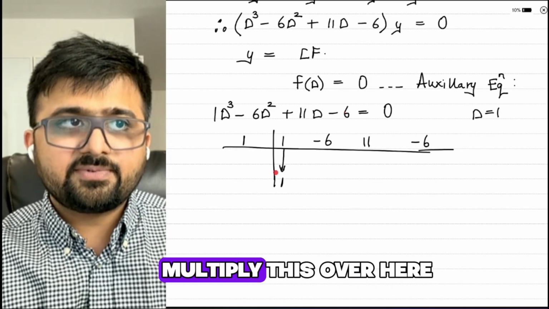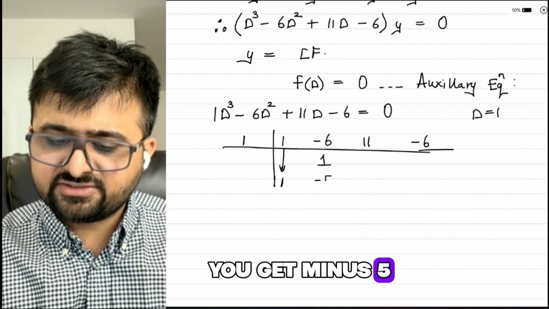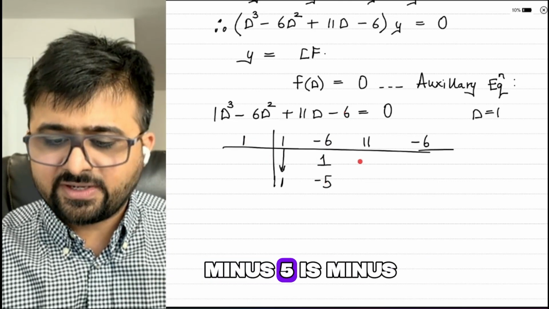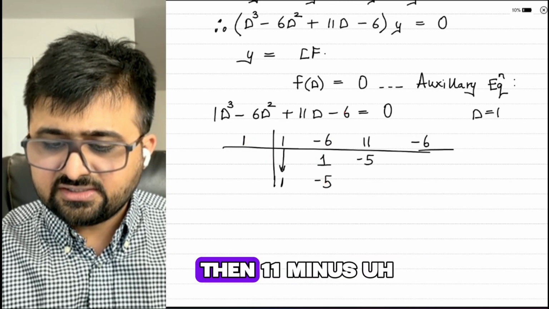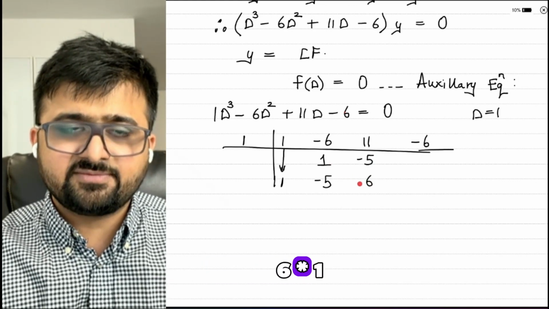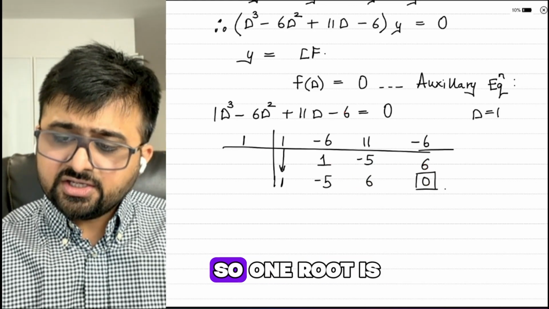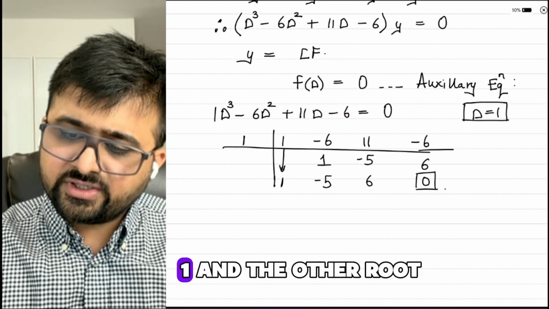Multiply it over here, so 1 times 1 is 1. Add these results, you get minus 5. Again multiply: 1 times minus 5 is minus 5. Then 11 minus 5 is 6. And again multiply, 6 times 1 is 6, and 6 minus 6 gives you 0. So one root is D is equal to 1.